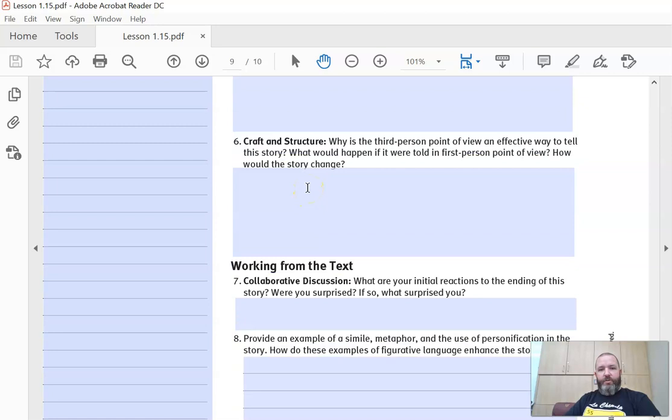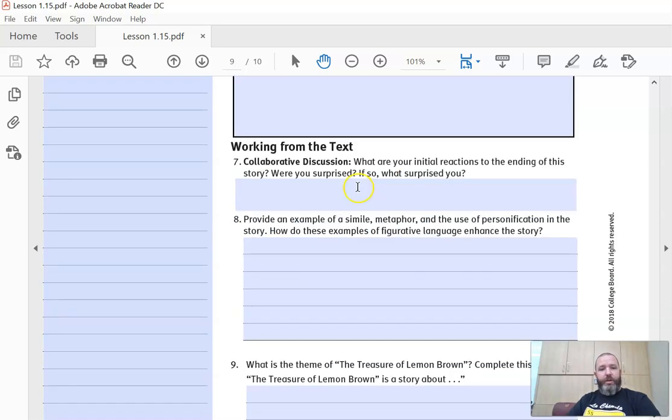Number 6, why is the third person point of view an effective way to tell this story? This is not first person. What would happen if it were told in first person point of view? How would that change the story? If it was told from Greg's point of view, or even from Lemon's point of view, how would that change the story? Number 7, what are your initial reactions to the ending of this story? Were you surprised? If so, what surprised you?